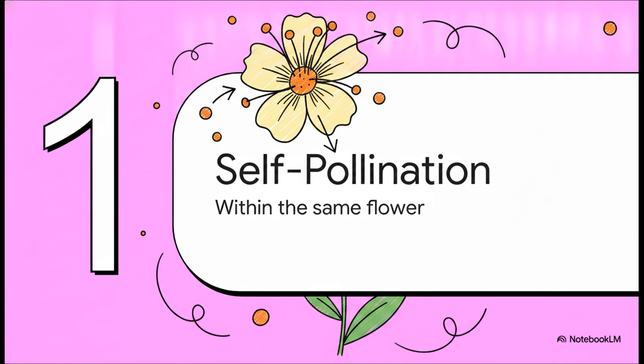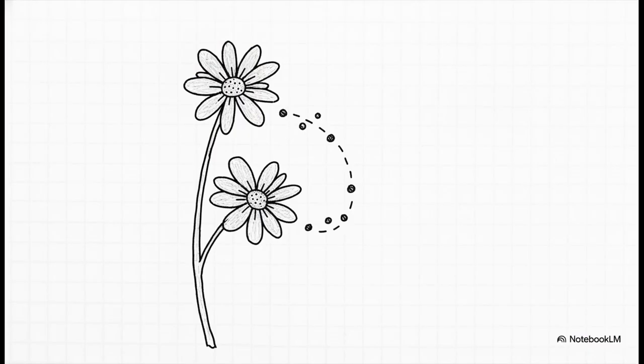Pretty neat, huh? But wait, there's actually another way this can happen. Sometimes, pollen travels to a completely different flower, but that flower is still growing on the very same plant. Even though the pollen moved next door, so to speak, this is still considered self-pollination. Why? Because the pollen and the flower it lands on belong to the exact same plant.